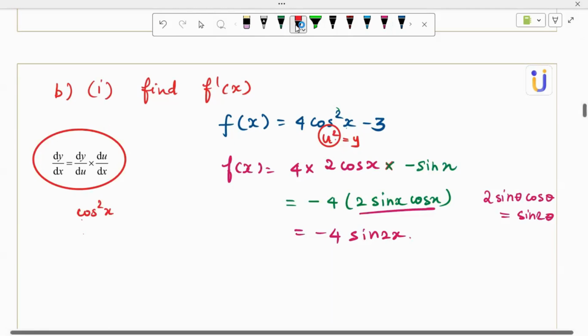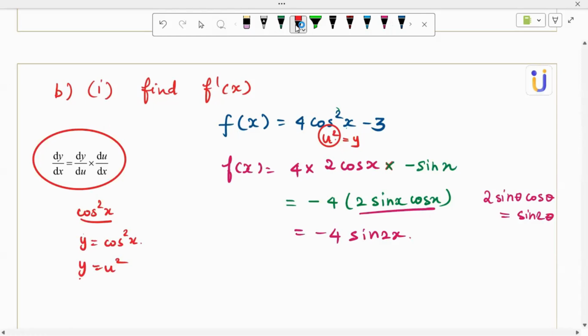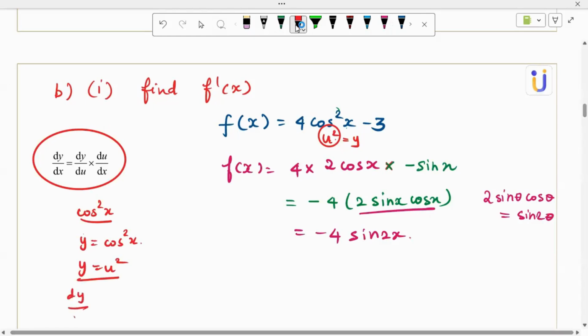So let me treat it as y is equal to cos square x. Okay, so y is equal to cos x is a problem. Let me convert it to u square. I know it's easy to differentiate. What is dy by du? 2u. Okay, but what is my u here? u is cos x. And what is du by dx? It's minus sin x. That's it.